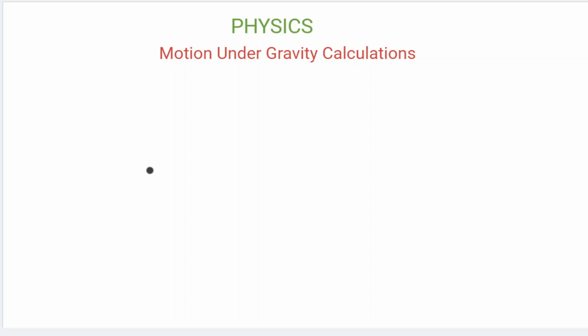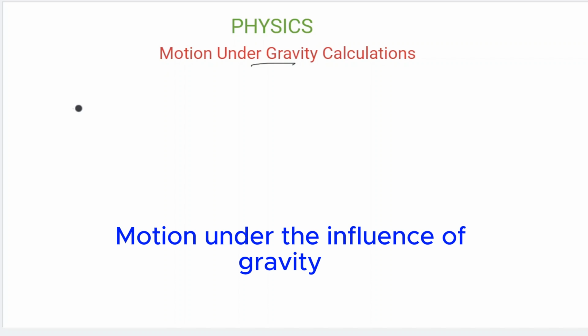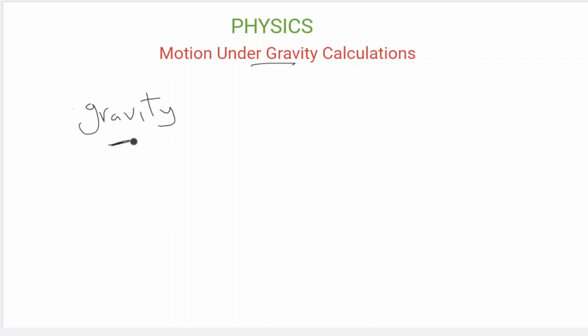Welcome to physics class. Today we are looking at motion under gravity. Motion under gravity is a type of motion that is influenced by gravity. Gravity is a force that exists in nature. So anything that goes up always comes down because of the force of gravity.